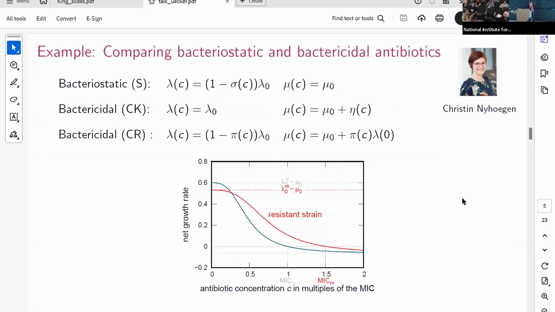So here with this bacteriostatic drug, you can see that the birth rate of the bacteria is reduced by this factor 1 minus sigma, which depends on the antibiotic concentration C, and the death rate is unchanged. And there are two types of bactericidal drugs. The first one, the birth rate is the same as the replication rate, but the death rate is increased. So this is a drug that's killing independent of replication.